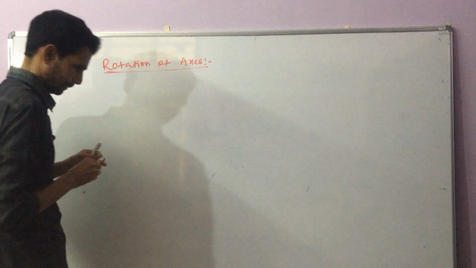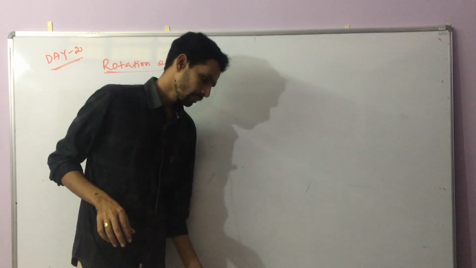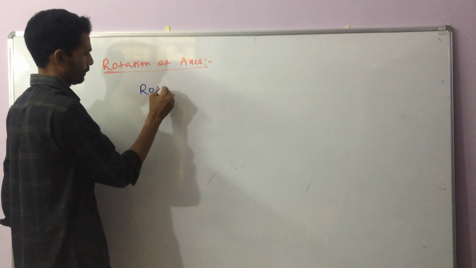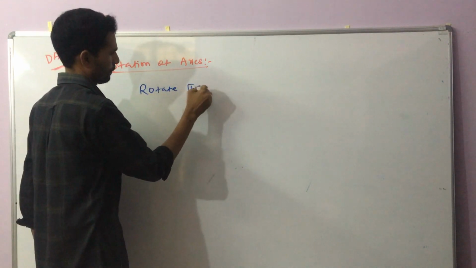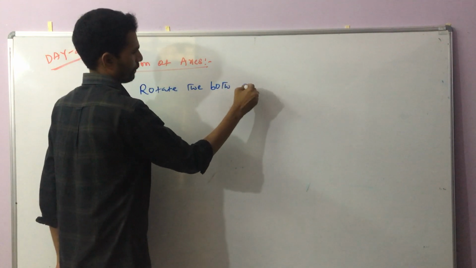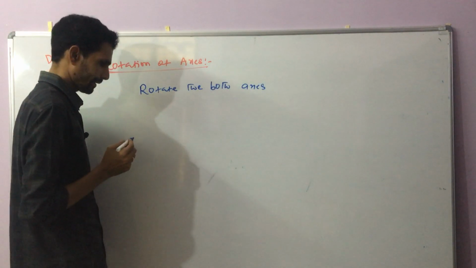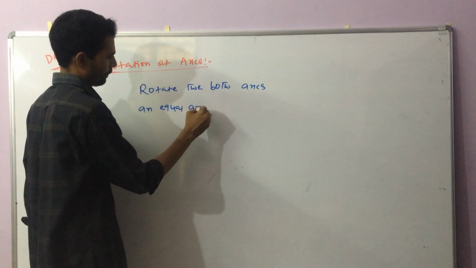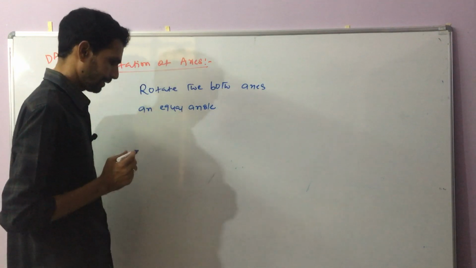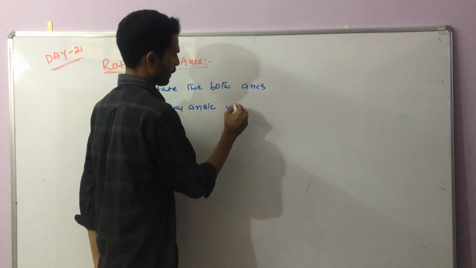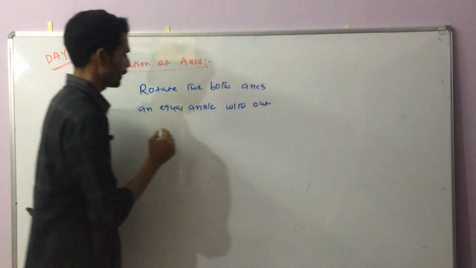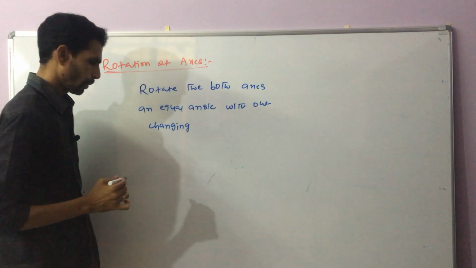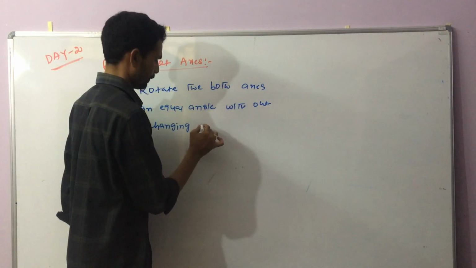Rotation of axis. What is the definition? Rotate both axes by an equal angle without changing the position of origin.